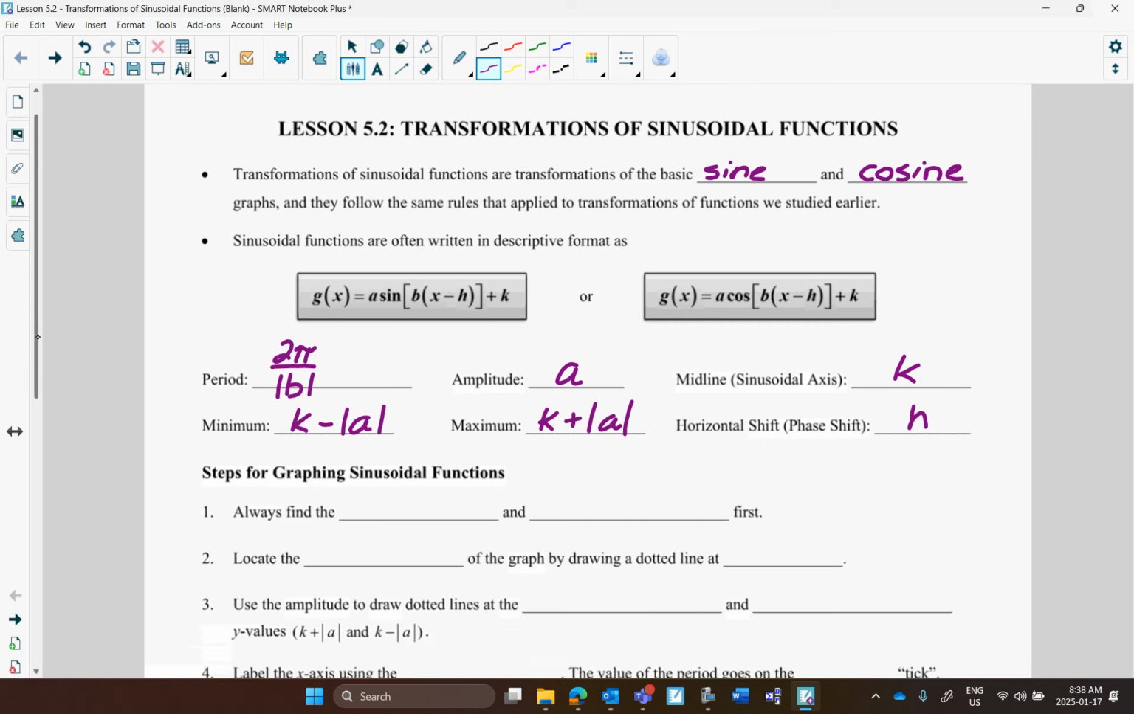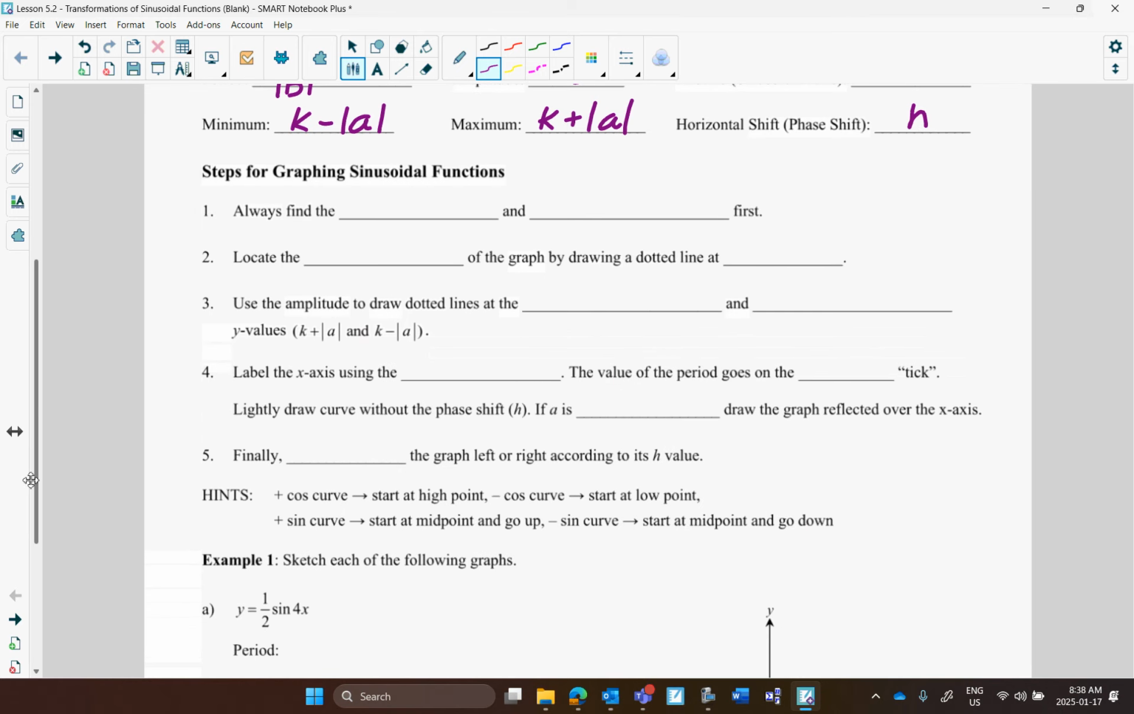I apologize in advance, but I'm going to make this next thing a little messy because I don't like the order that this is in, and I changed the order. So what we want to do first, replace number 2 with number 1. This is going to be the first one we're going to do. We're going to locate the midline of the graph first. So we're going to work on K first by drawing a dotted line at whatever y equals K is. Remember, y equals K represents a horizontal line. That's the midline. That's the first thing we're going to do.